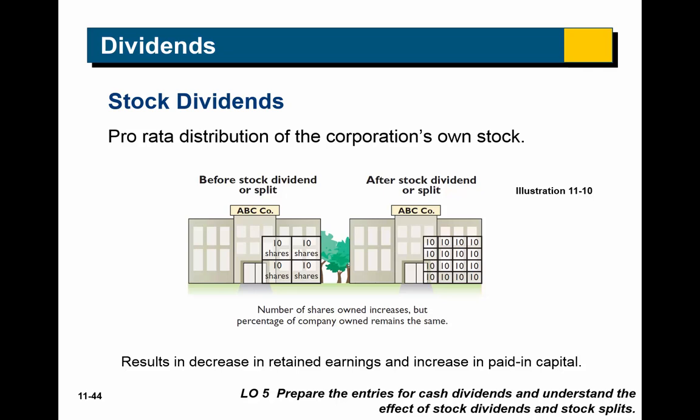The result of issuing a stock dividend is that there'll be a decrease in the retained earnings and an increase in the paid-in capital. Remember, stockholders' equity is made up of those two things, right? Retained earnings and paid-in capital. So in essence, we're taking money out of the retained earnings and using it to buy up more stock, and that's going to go to the owners.